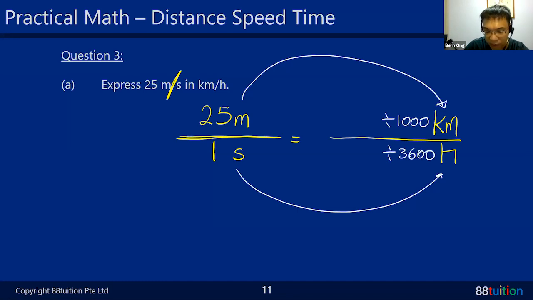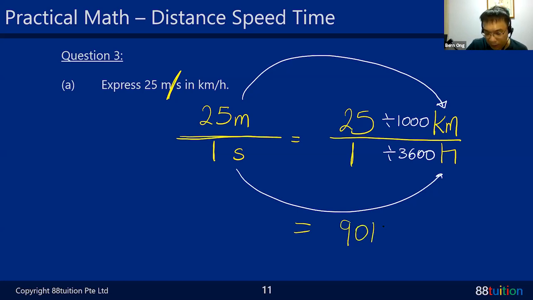So I put this down here first. Then 25 goes on top, because it's on top. I just copy and paste the 1. Press your calculator. Press the fraction key first: 25 divided by 1,000. Press the down button: 1 divided by 3,600.